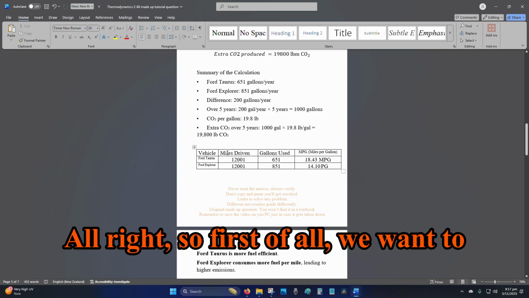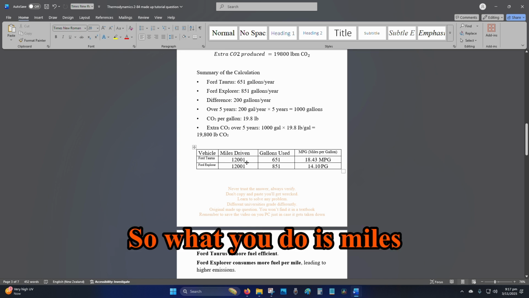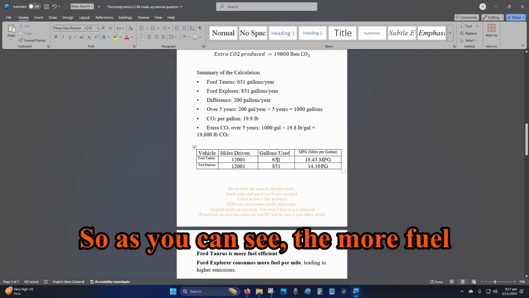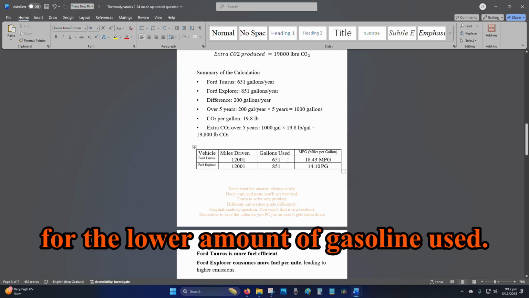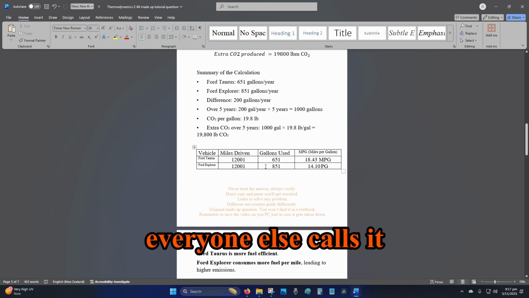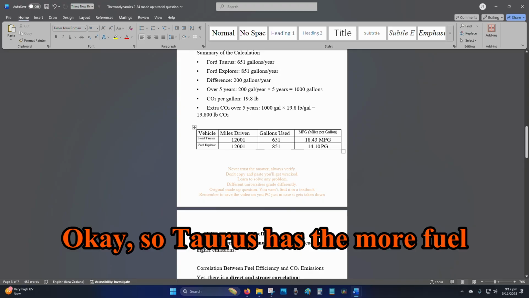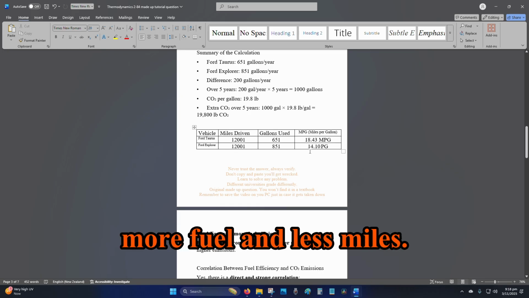Alright, so first of all, we want to work out our average miles per gallon. So what you do is miles driven divided by gallons used, and that's how you get your MPG, miles per gallon. So as you can see, the more fuel efficient one gives you more mileage, so it gives you more distance traveled for the lower amount of gasoline used. In the States, they call it gasoline. Over here, well, I guess everyone else calls it petrol or petroleum. Okay, so Taurus has the more fuel efficient vehicle, and the Explorer uses more fuel and less miles.